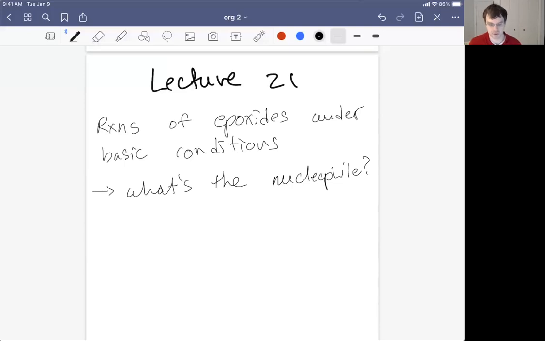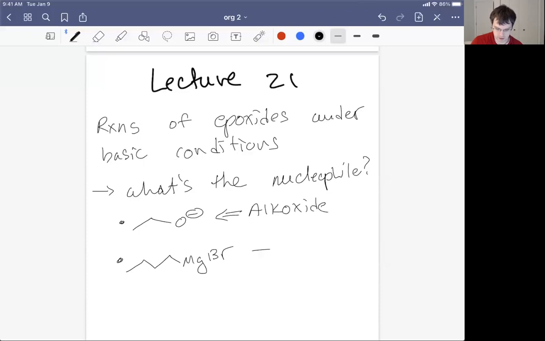So for this class, there's going to be two possibilities. They serve as good reminders of the previous section, along with good opportunities to discuss review of things like the Grignard reaction. So I'm going to show two examples here. These are just two examples of classes of molecules. The first one is an alkoxide, and the second one is a Grignard reagent.